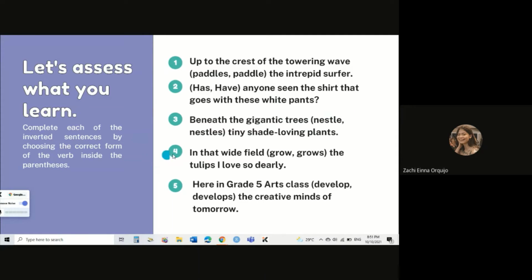For number 4, anong subject natin dito or pinag-uusapan natin? Ang pinag-uusapan natin ay tulips. So, tulips, ibig sabihin more than one tulip, no? Ibig sabihin yung tulips ay plural. That's why we need to choose plural verb. So, ano ba yung plural dito? Grow or grows? So, ang plural dito ay grow. So, kung gagawin natin siyang normal order na sentence, the tulips I love so dearly grow in that wide field. So, nag-a-agree yung subject sa verb. Dahil plural itong tulips, plural din dapat ang verb.